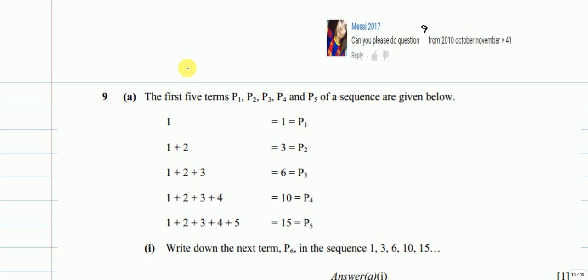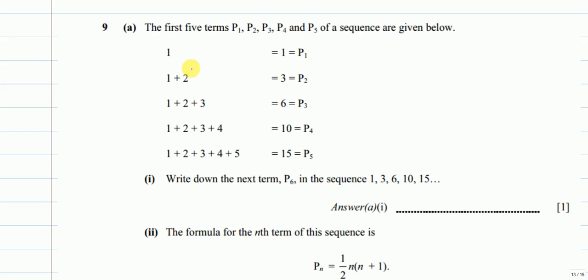Welcome to this video on question number 9 from the 2010 October/November paper 4-1, which was a request of Messi. Let's get started. This question is on sequences. We are given the first 5 terms, known as P1 to P5, and you can clearly see that in the next sequence they are just adding the next number.